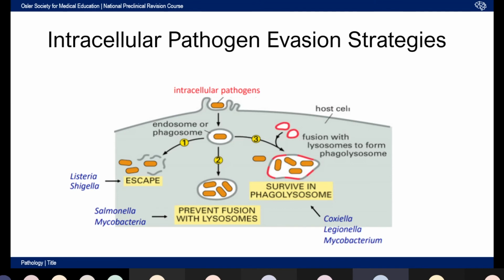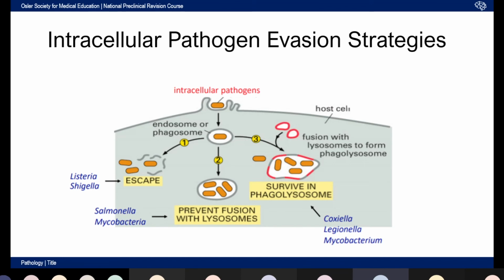So in comparison to those mechanisms by extracellular bacteria, there's intracellular pathogens, which are those that enter host cells and are able to survive and replicate there. So this slide shows a summary of the different strategies that intracellular pathogens can use to evade the immune system and the defense of the cell.